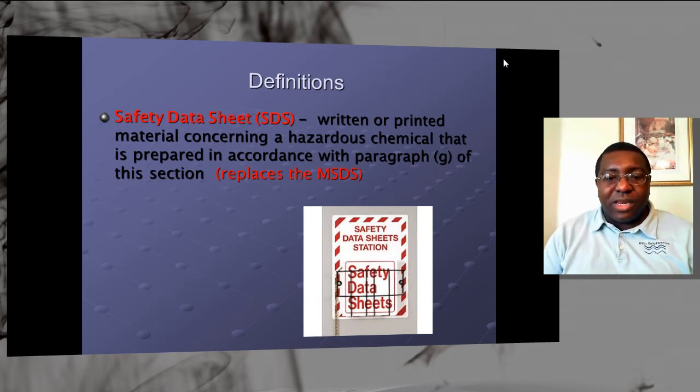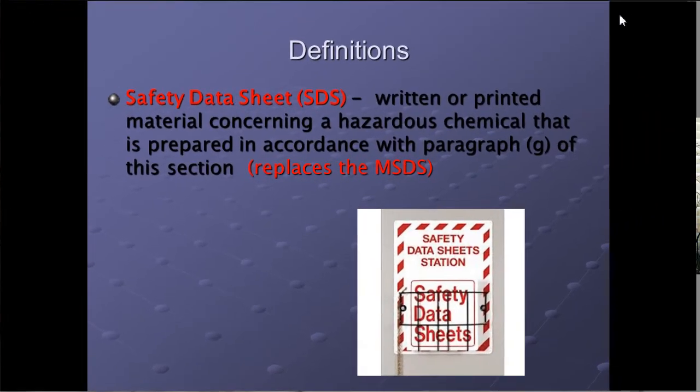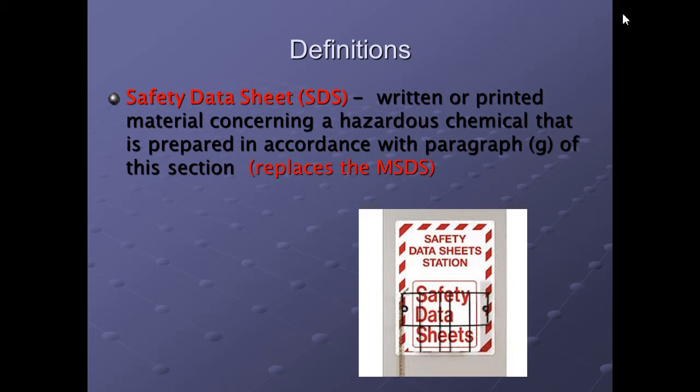It's written or printed material concerning a hazardous chemical and is prepared in accordance with paragraph (g) of this section, meaning the section 1910.1200. That's the section they're referring to, the 1200 section of 1910, which is the general industry rules.